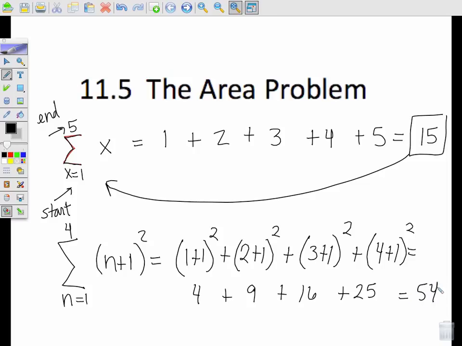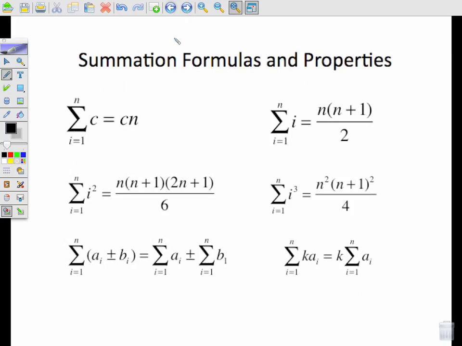Okay, now, so this is how the summation works, but how we're going to use the summation is we actually will have some formulas, and here are those formulas. We've got the summation as i goes from 1 to n, where n is unknown, of just a constant. We've got the summation of 1 to n of an expression i, where the result is n times n plus 1 over 2. We've got the summation of 1 to n of i squared, which is n times n plus 1 times 2n plus 1 over 6.